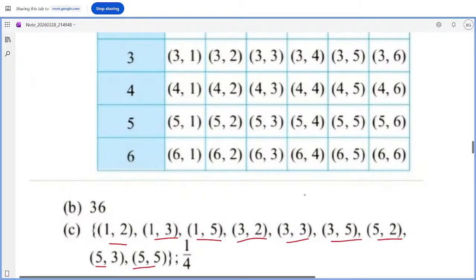And then the probability is 1 over 4. How do you get 1 over 4? 1, 2, 3, 4, 5, 6, 7, 8, 9. Nine. Total 36. 9 over 36 is 1 over 4. Okay? You get the concept?